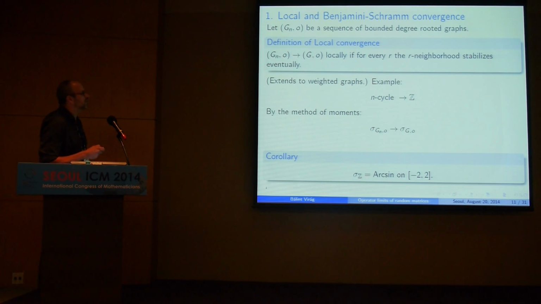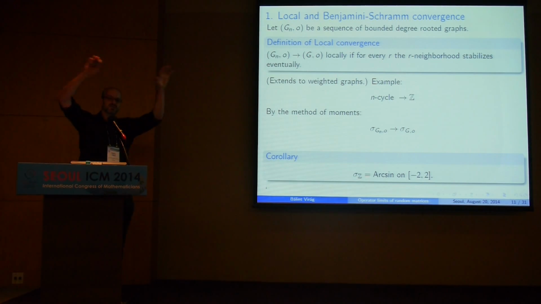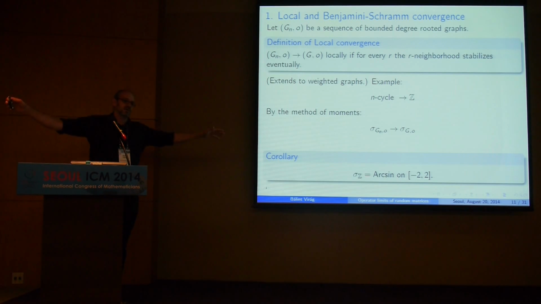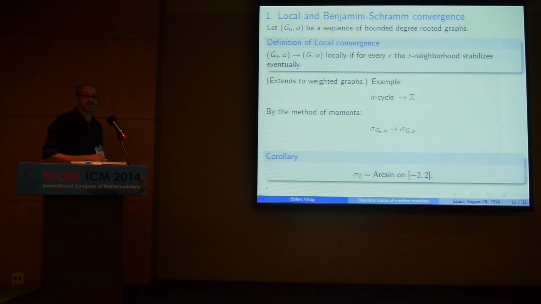We say they converge locally if for every R, the R-neighborhood eventually stabilizes to be that of G. So you look around this root O, and eventually what you see is going to be the same as in G. You can extend this to weighted graphs, in which you also require the weights to converge. They can be real weights or something.